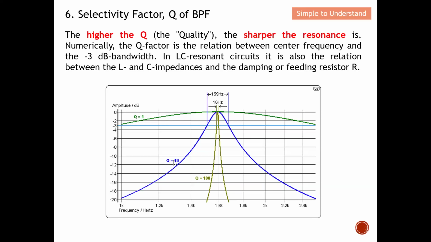Again, when we increase the Q to 100, definitely you can see that the skirt of the filter is more desirable. Basically, it has a higher selectivity, and you can see that the bandwidth is reduced drastically. So this is the selectivity factor Q, which has an inverse relationship with bandwidth. When Q equals 1, the skirt is not steep at all. When we increase the Q, the skirt becomes steeper and more desirable for this bandpass filter.